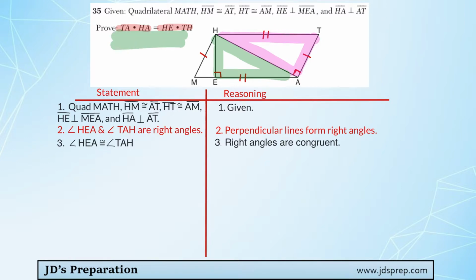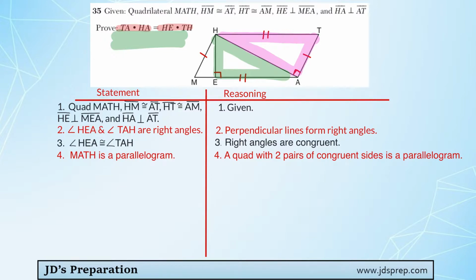So that's our goal. So moving on to step 4, you can see I've written down a statement that MATH is a parallelogram, and that's because we have a quadrilateral with two pairs of congruent sides, so therefore this must be a parallelogram. Now the reasoning this is valuable to state is because we can now say that the lines MA and TH are parallel. Now you might be wondering why that's useful, but we'll get to that in a second. So you can see with that statement, the reasoning I gave is that opposite sides of a parallelogram are parallel. I mean, that's why it's called a parallelogram.